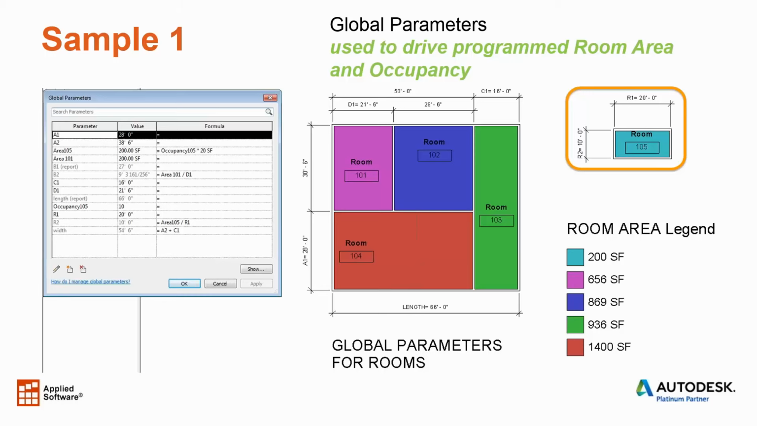I've used here simple labels for global parameters such as A1, A2, C1, C2, and R1, R2. I've leveraged that in areas, define the area of the room, and have that drive the dimension of the room itself.